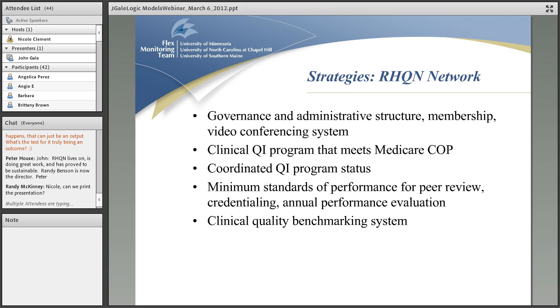Is it a resource issue? Have you had a turnover in leadership? Has there been a loss in staff? There are any number of things that might impact that, but you can get at that by really working with the hospital staff.